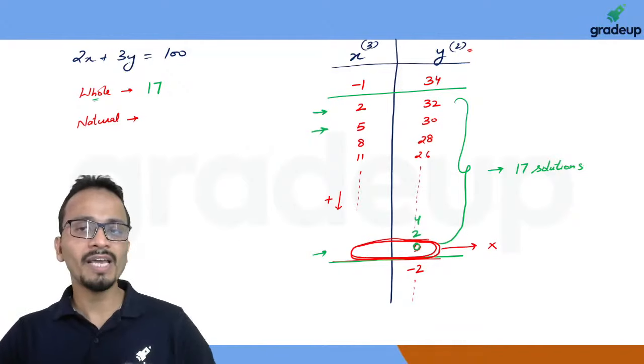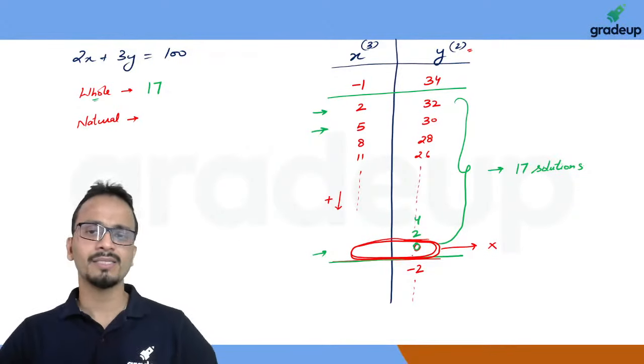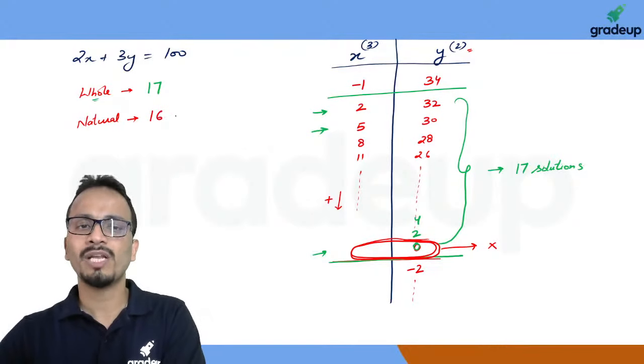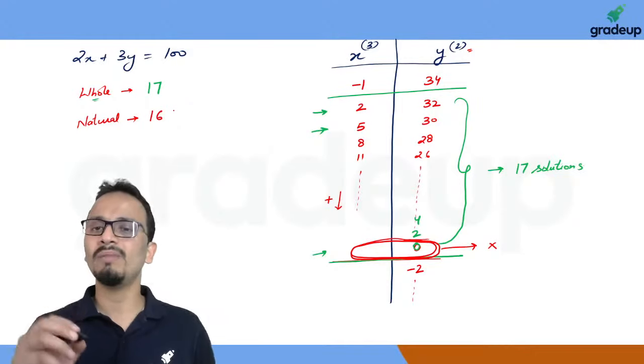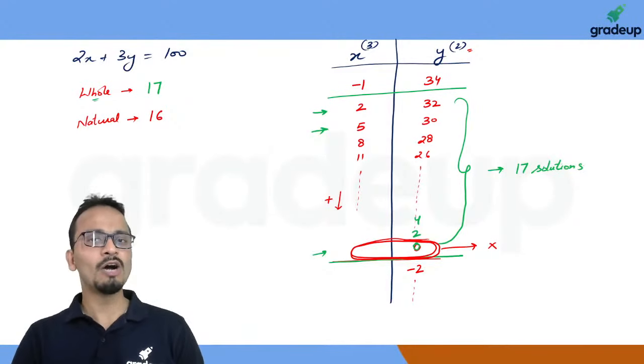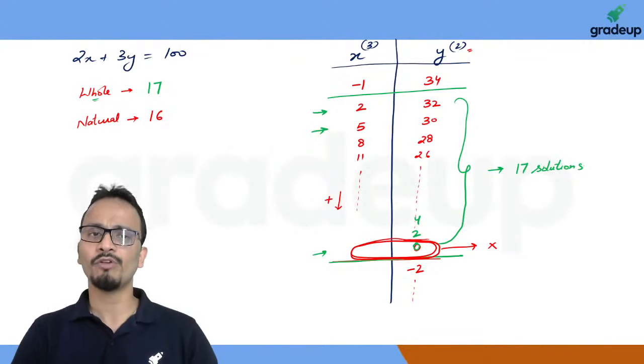The value of y is 0, which is not a natural number. Other than this, the remaining 16 solutions will be counted. So the number of natural number solutions will be 16 in this case. All right, friends, this is how we calculate the number of natural number solutions and the number of whole number solutions.